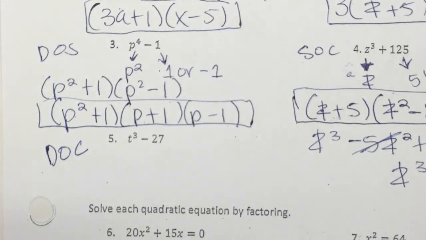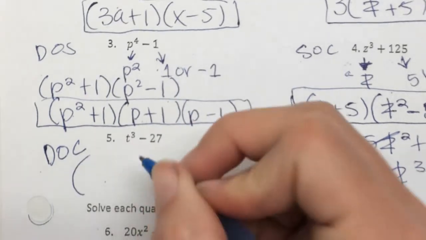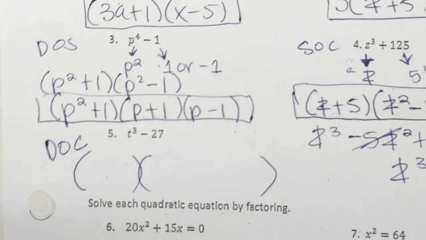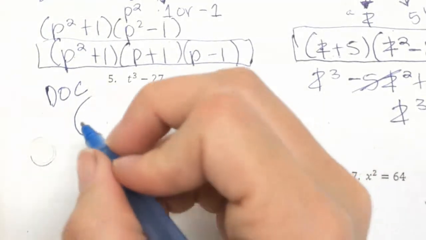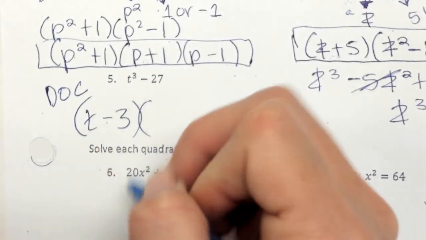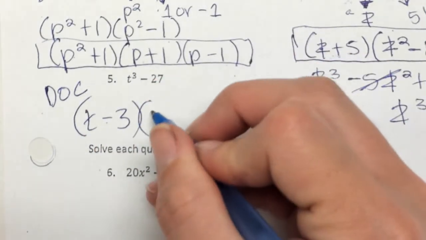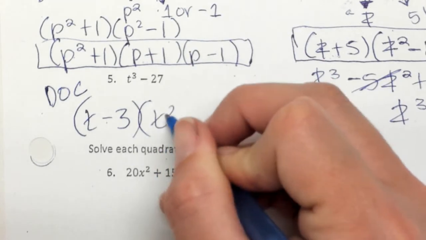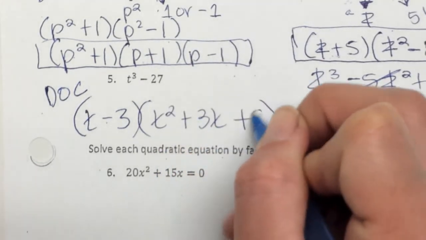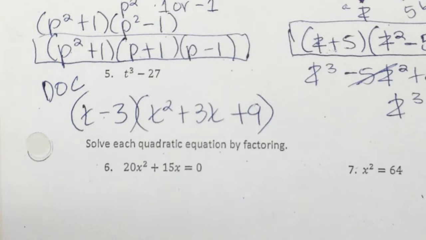Alright, what is it? Start with my binomial. Somebody tell me. Everybody agree? T minus 3. Next. Everybody agree? Very good. Any questions? Alright, so those are how you factor pretty much everything, quadratics and polynomials included.